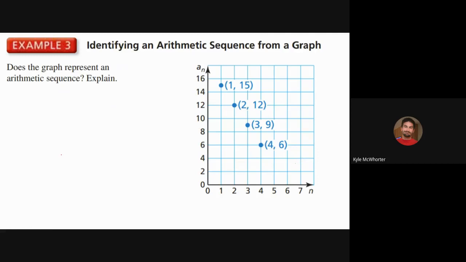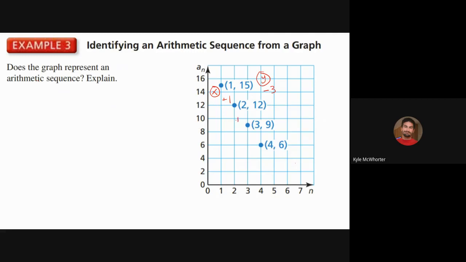Okay, now, example 3. We're trying to identify an arithmetic sequence from a graph. Does the graph represent an arithmetic sequence? Well, let's see. Let's think about this. When x goes up by 1, so from 1 to 2, what happens to the y value? It goes down by 3. So when x went up 1, y went down by 3.